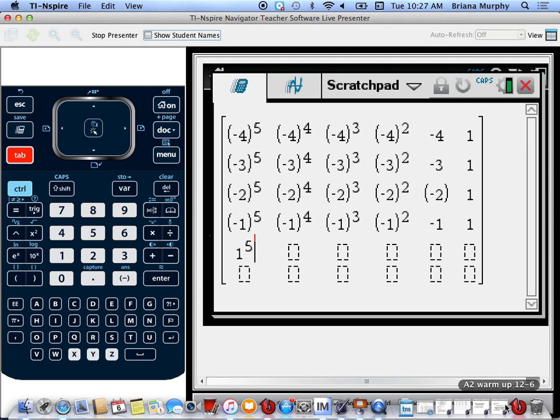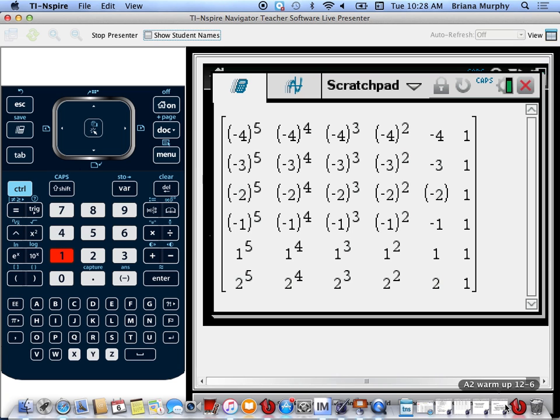1 to the 5th, 1 to the 4th, 1 to the 3rd, 1 squared, 1, 1. 2 to the 5th, 2 to the 4th, 2 cubed, 2 squared, 2 and 1. So what if I accidentally did this, guys?